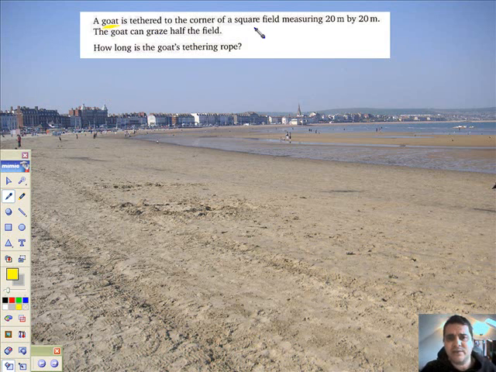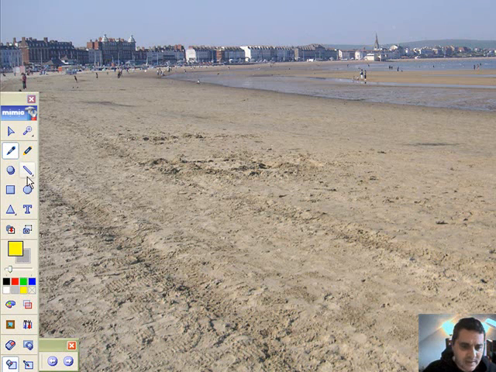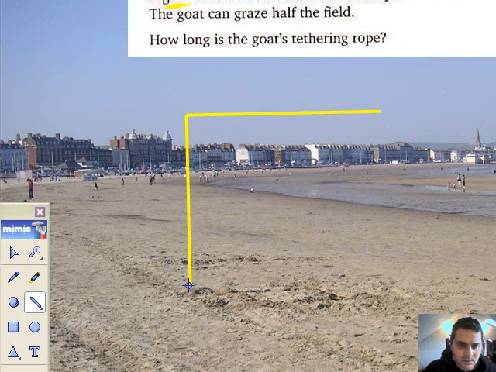Alright, a goat is tethered to the corner of a square field. Right, square field, that requires this little facility here. So here's a nice field. Well, it's a field drawn on top of the sand, but never mind.